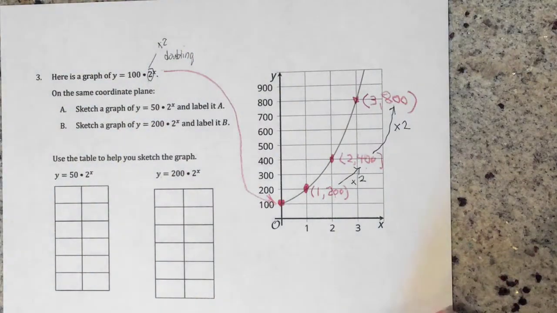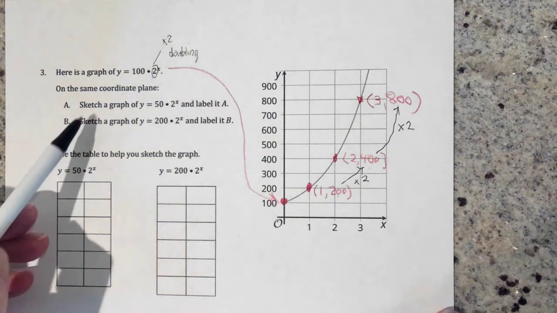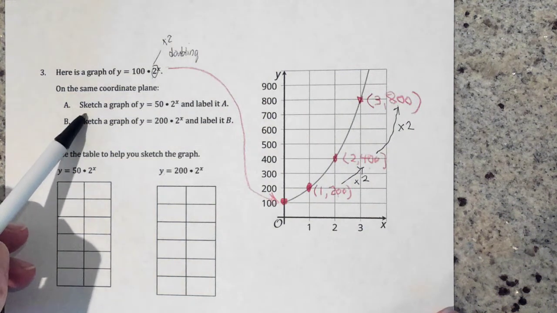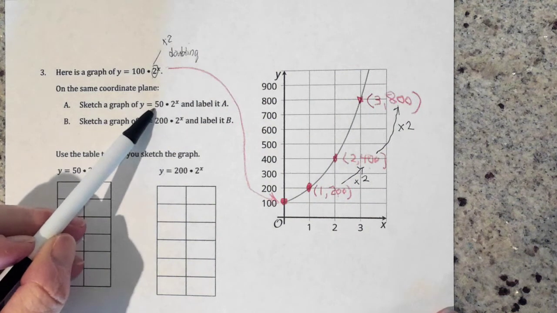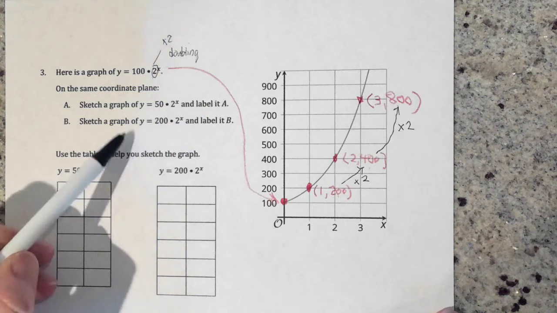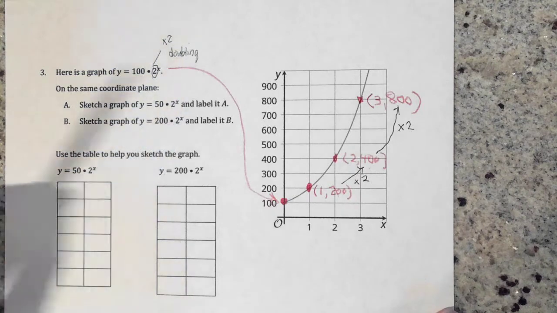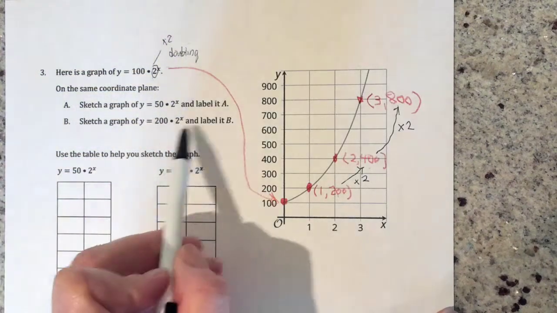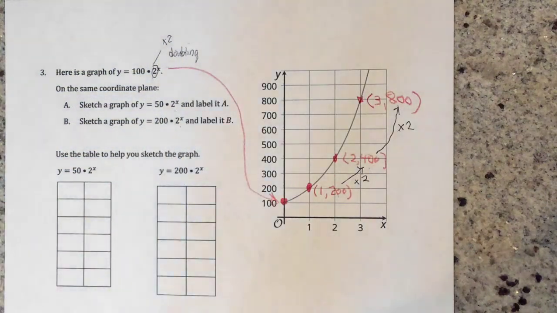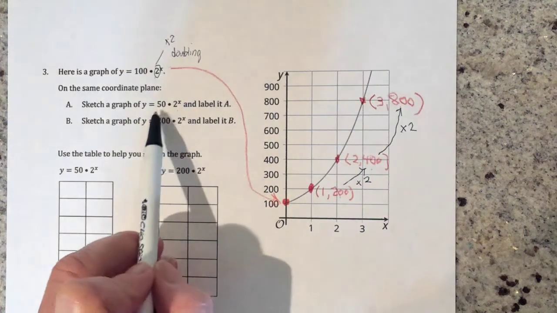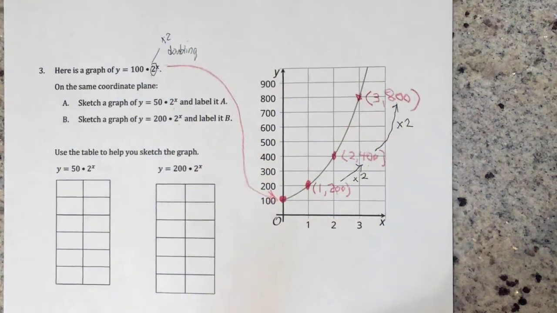All right, so noting that it's asking me to now sketch a graph. So I've got y is equal to 50 times 2 to the x. And then I've also got a graph of y is equal to 200 times 2 to the x. One of the things I'm going to note is that the growth factor is the same. So that means it's growing at the same rate. The only thing that's different is where I'm starting my graph.